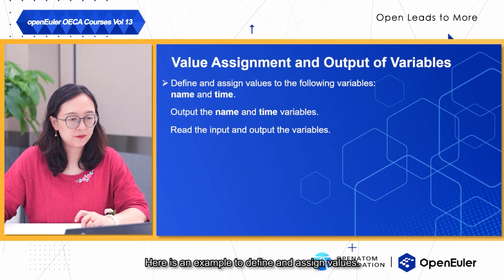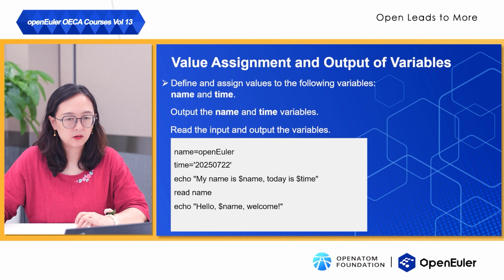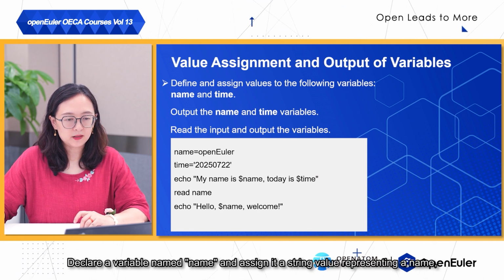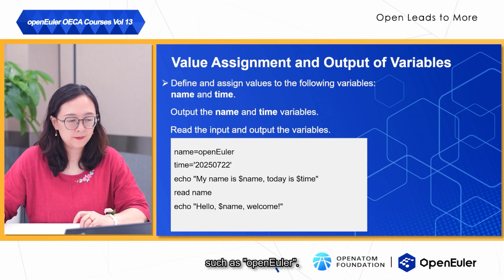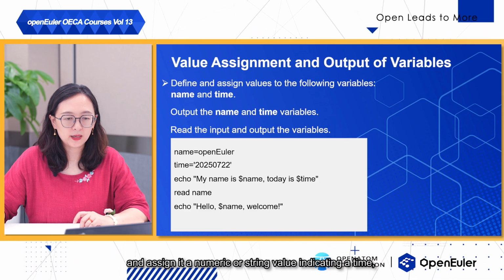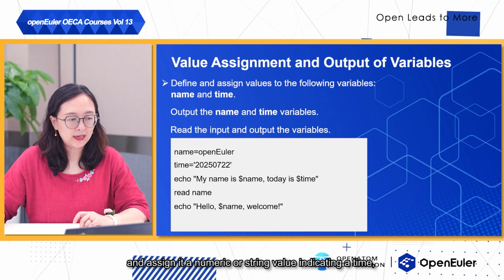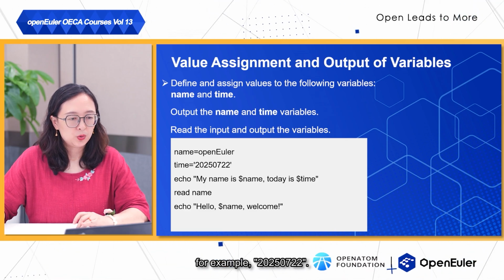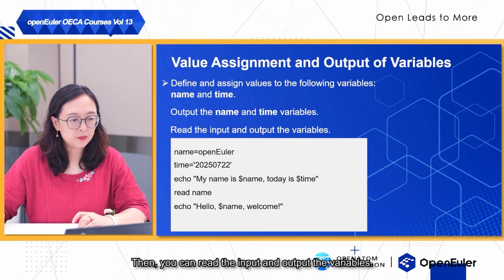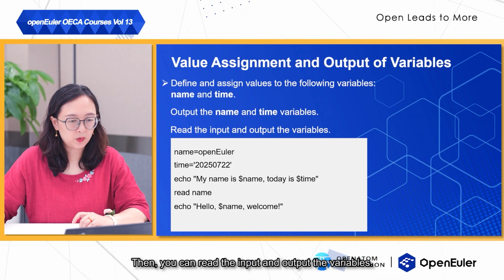Here's an example to define and assign values. Declare a variable named name and assign it a string value representing a name, such as openEuler. Declare another variable named time and assign it a numeric or string value indicating a time, for example, 2025-07-22. Then you can read the input and output the variables.